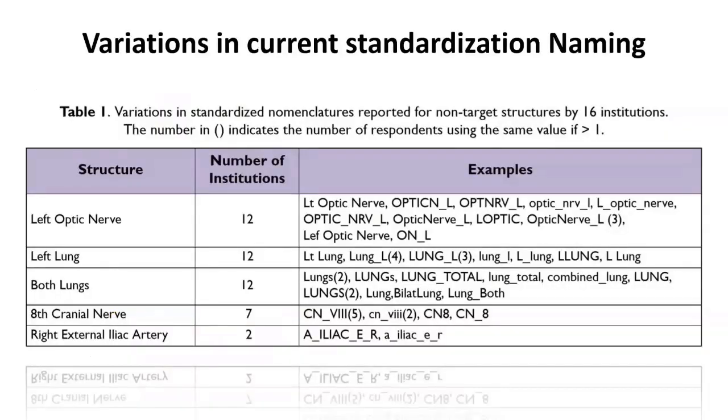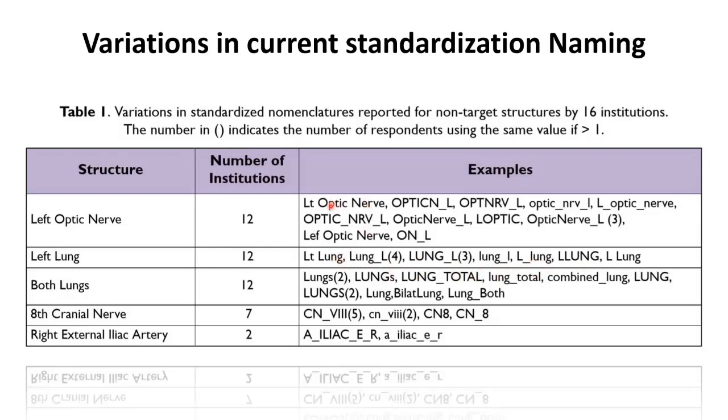So they did this study among 16 institutions, and they saw a huge variation in naming. Let's take an example, the left lung. Across 12 institutions, you see left lung, lung underscore L, lung capital underscore L, lung small L, L underscore lung, and so on. And this is only for one organ.